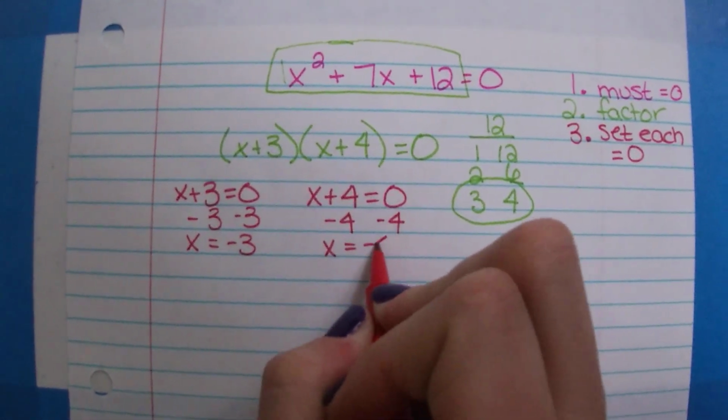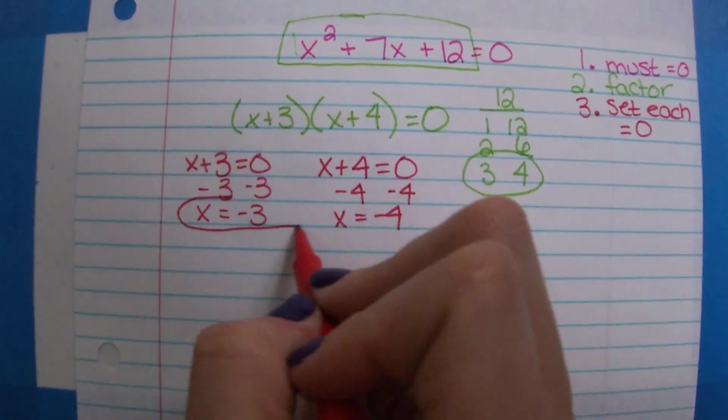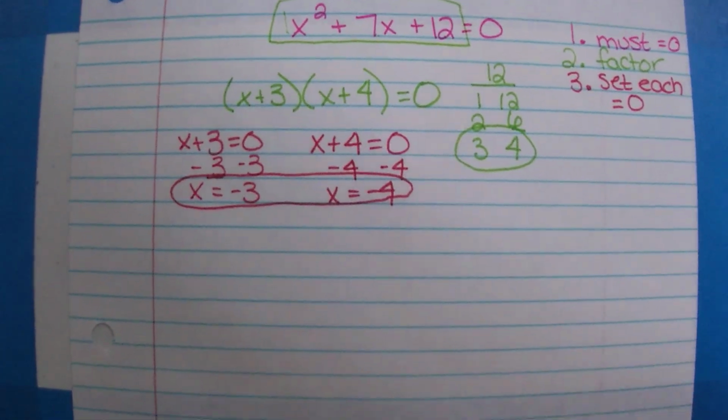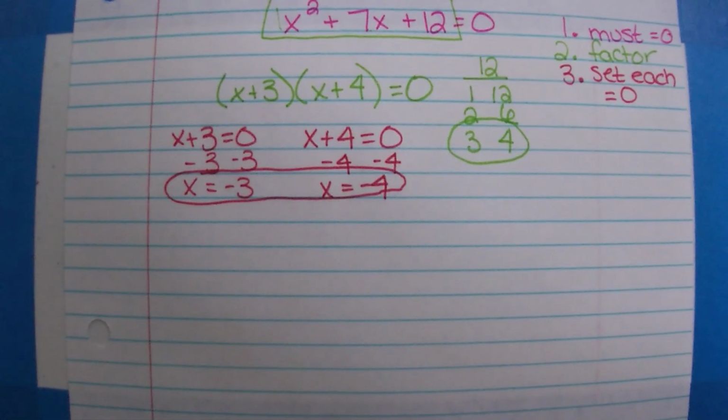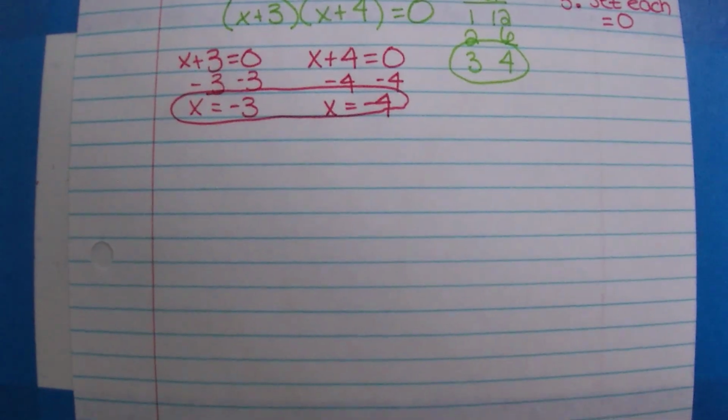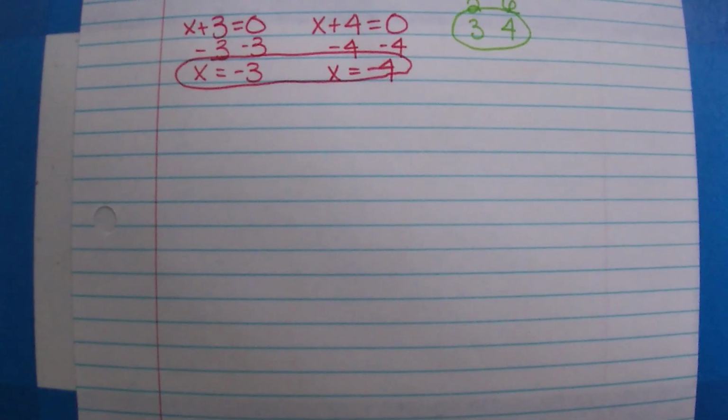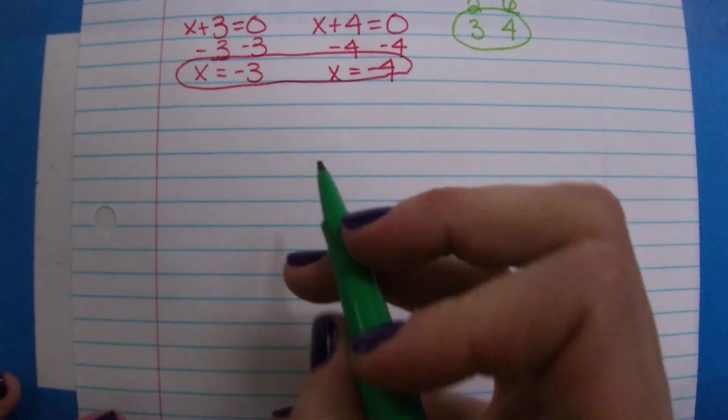And I can solve both of those. And so I get an answer of x equals -3 and x equals -4. Okay, the key here is just making sure that we know our factoring rules and not forgetting all the different ways that we factor.